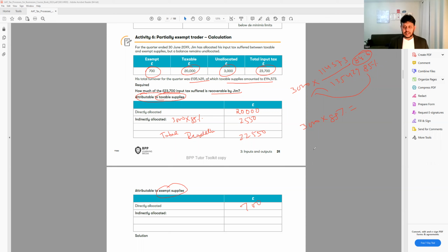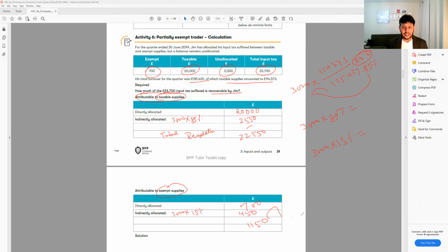And from the 3,000, if you remember, we take 85% to the taxable. That means 15% belongs to the exempt. Or you can take the difference between 3,000 minus 2,550, same story. So it will give you 450. Thank you, Hiva. So 450 is indirectly allocated. How do I get this one? 3,000 times 15%, or 3,000 minus 2,550, it gives the same figure. So now I can see I have a total of 1,150. Now the question is, can I claim this 1,150 back or not?